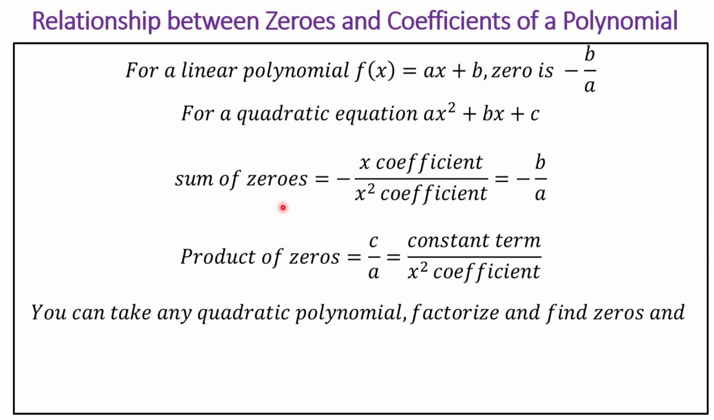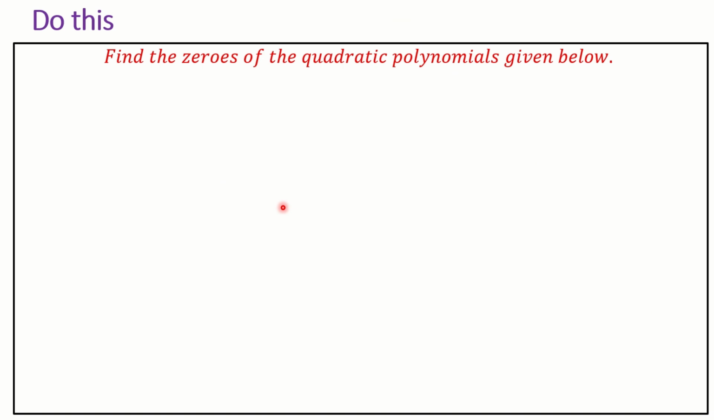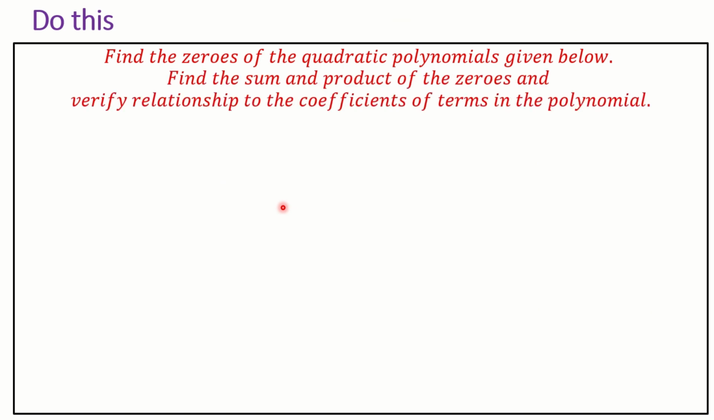Now you can take any quadratic equation, factorize it, find the zeros, and then check whether this observation is correct. These relations are the most important points to note down. Okay, so do this. There is one question.